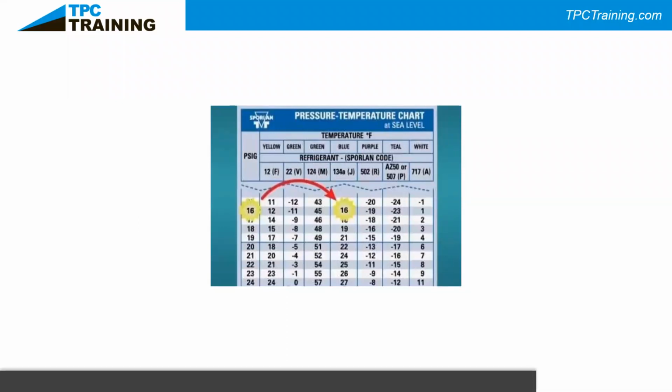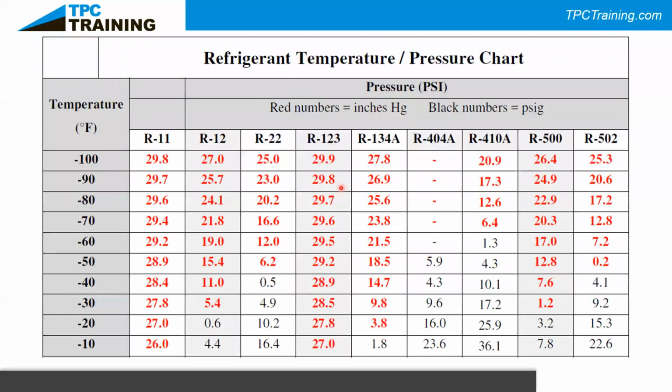So, another picture of our PT chart: what you might see is one like this right here. We're starting with a temperature of minus 100 degrees Fahrenheit and then going up. On the next slide, it's going to go up to higher pressure and higher temperature ranges. The higher the pressure, the higher the temperature. The red numbers are always reading a vacuum, in inches of mercury, and the black numbers on this chart are showing us a pressure above atmospheric.